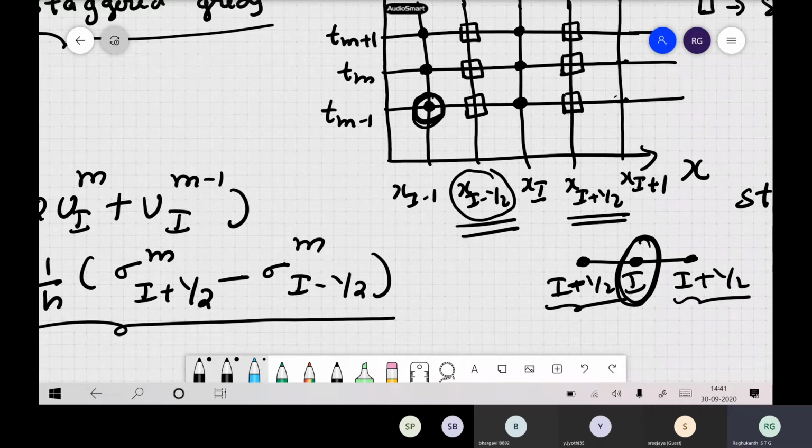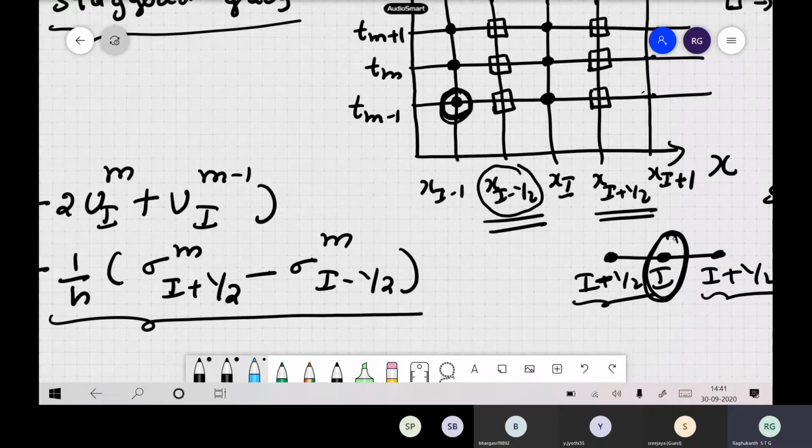You use this minus this divided by h, say. So you are computing the derivative at i only, you understand? i and the time instant is also m itself. So we are using the stress value at i minus half and the stress value at i plus half to compute the derivative of stress at i only, you understand? So this is how we are trying to compute.